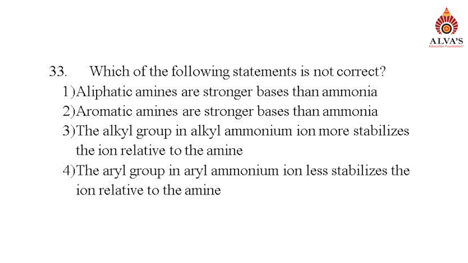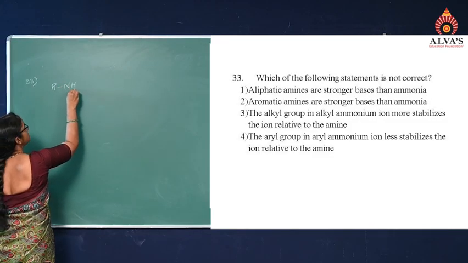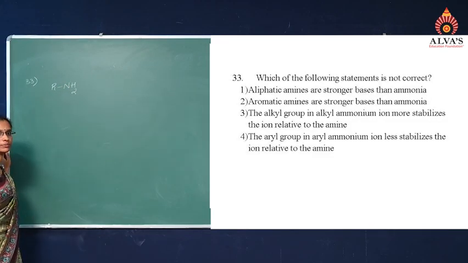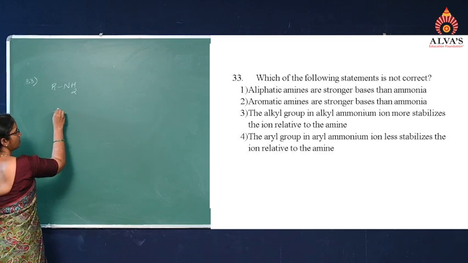Alkyl groups exert plus I effect, and because of the plus I effect of the alkyl group, the electron donating ability of the alkyl amines is very strong. Hence, these amines are stronger bases than ammonia. Second option, aromatic amines are stronger bases than ammonia.